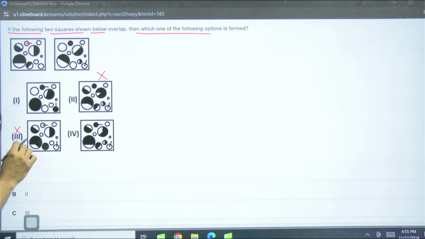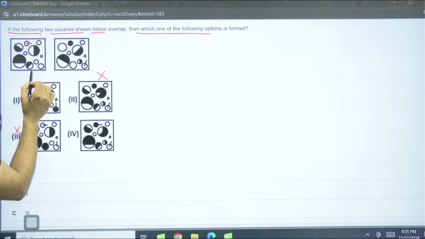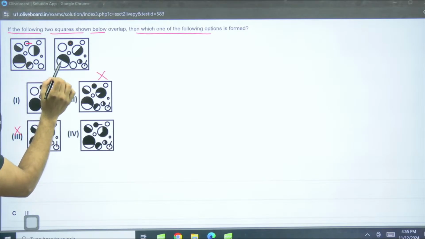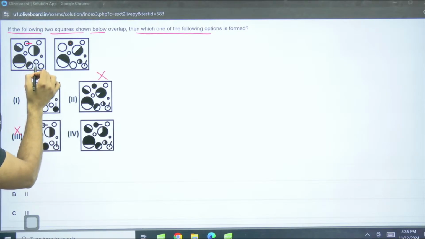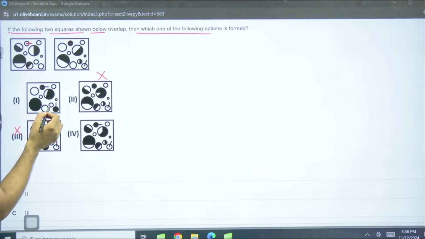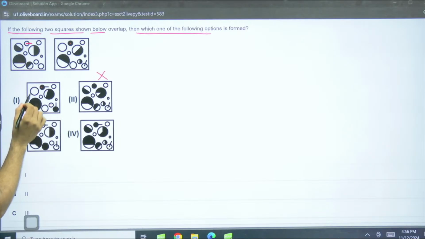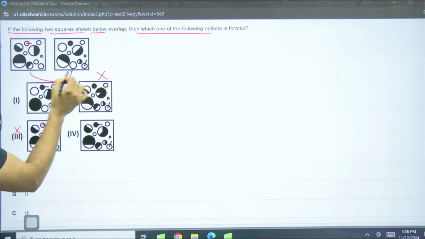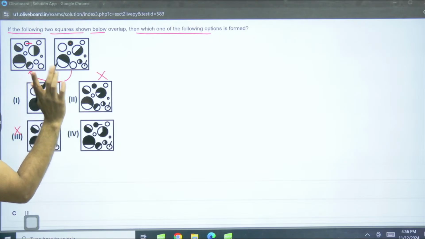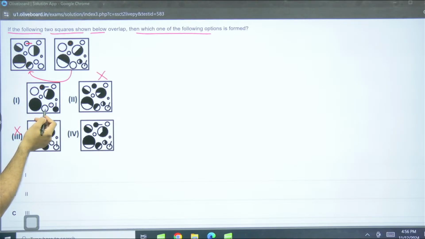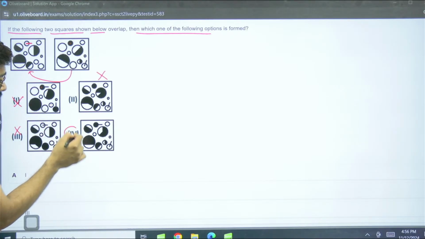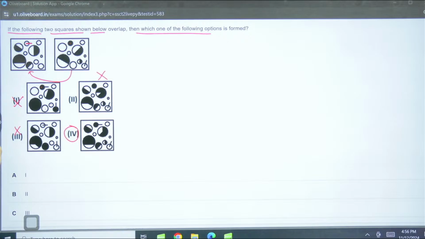Now let's see. If these two are overlapping, this circle and this circle should overlap, and this shaded portion will be filled. This shaded portion will be filled half, but here no shaded portion is given. Similarly, if these two circles overlap, then one shaded portion will come, and here an unshaded portion is given. So 1 is wrong. 4 should be the right answer.